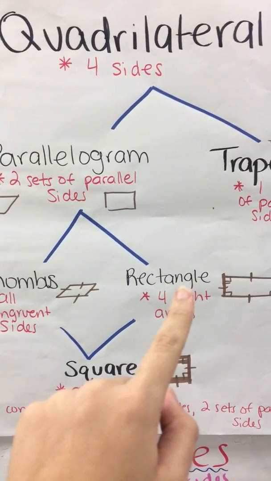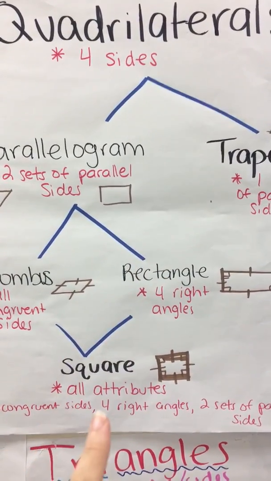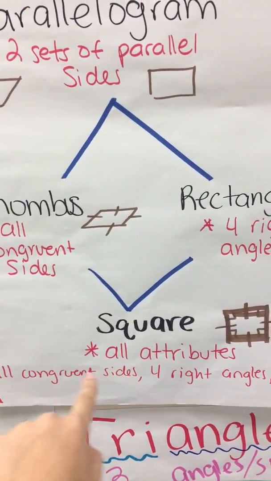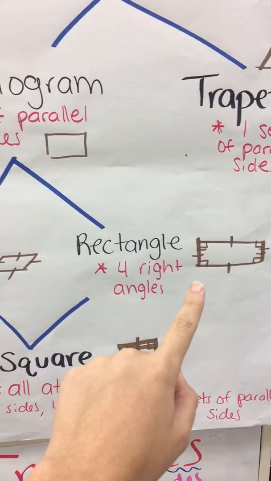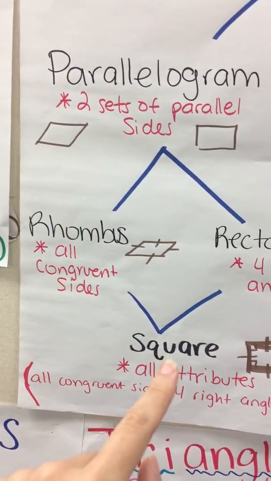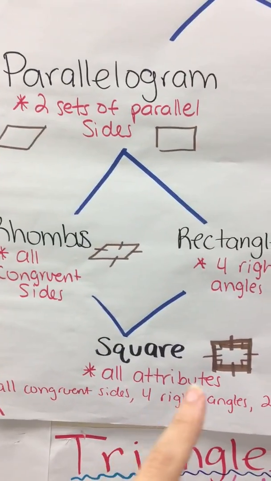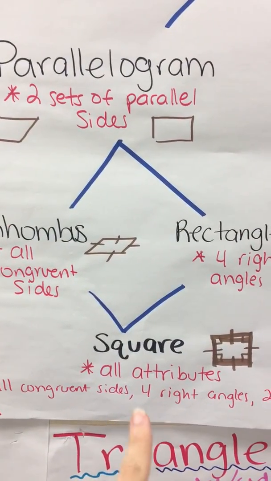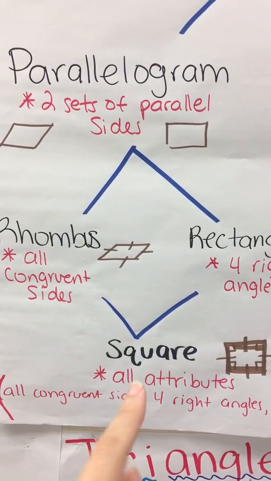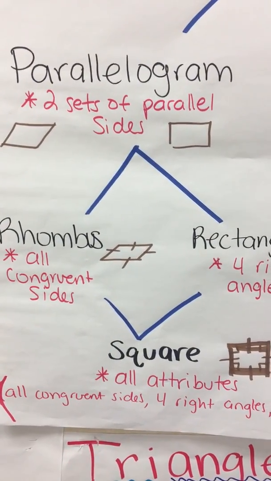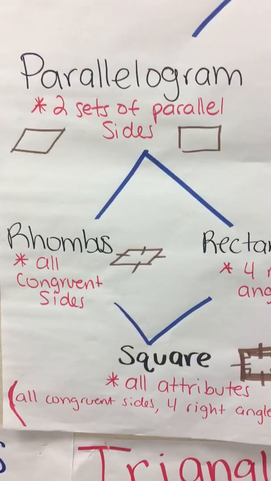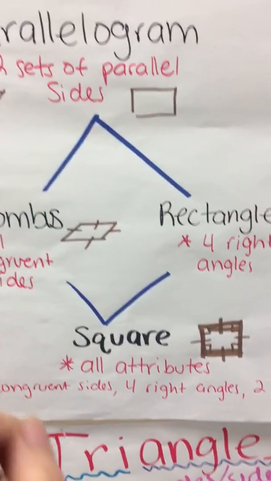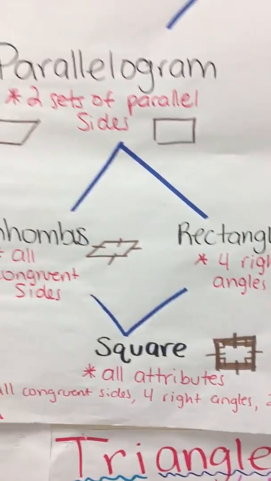Now, a square is a rectangle, but a rectangle is not a square because a square has to have all congruent sides. A rectangle doesn't. Okay, a square is a rhombus because it has all equal sides, but a rhombus is not always a square, because a rhombus just has to have all congruent sides. Square has to have all congruent sides and 4 right angles.